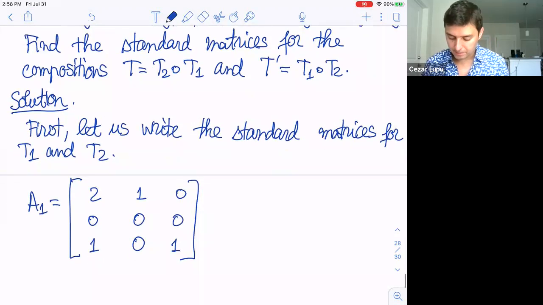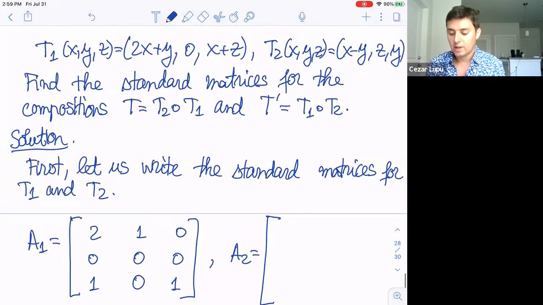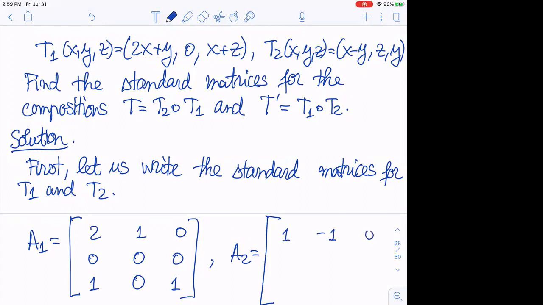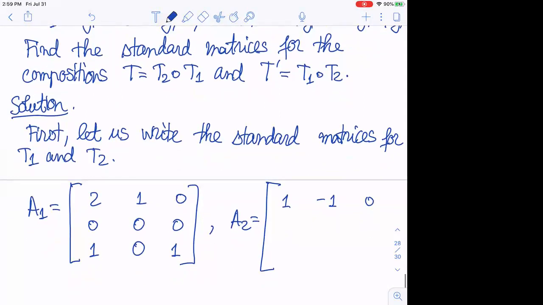And for the second linear transformation will be what? Let's look at the second linear transformation. So I have only x and y, so I'll have what? 1, negative 1. I don't have any z, so I'll put 0, right?